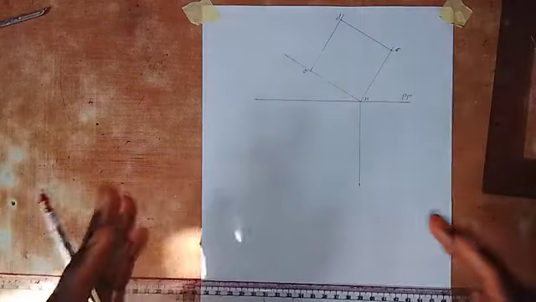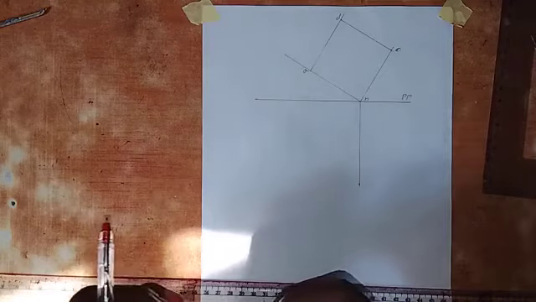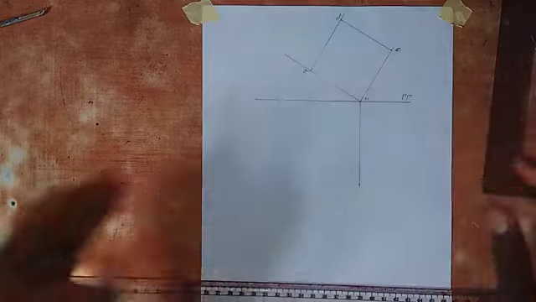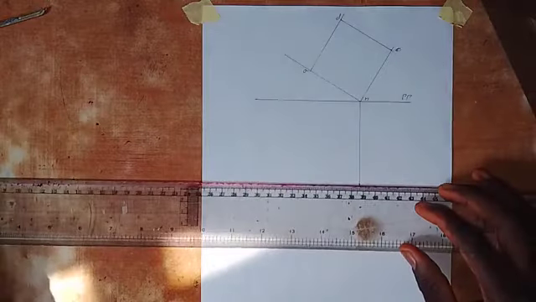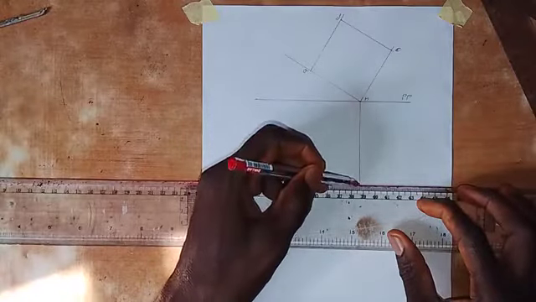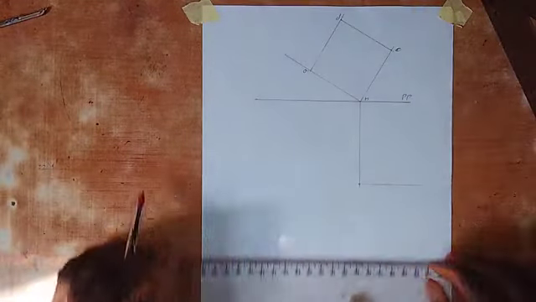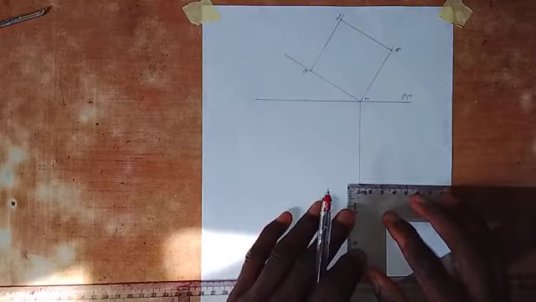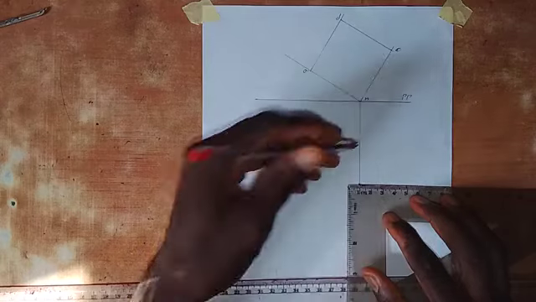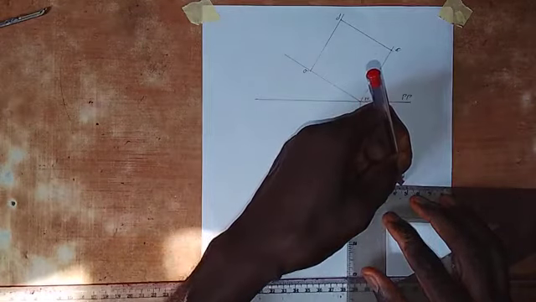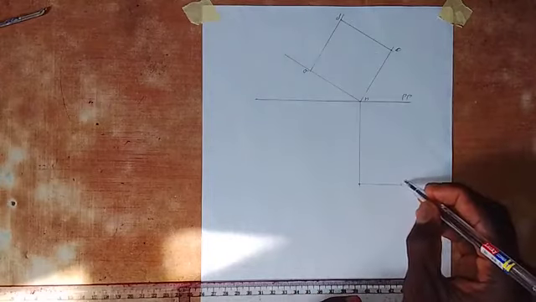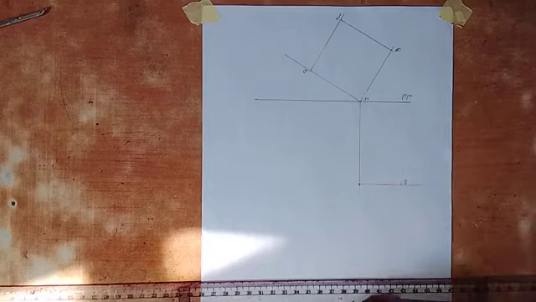And do not forget that the question also said that the station point lies 35 millimeters away from the central plane. So from this point here, we are going to draw a horizontal line towards this side. Okay, and then we take a measurement of 35 millimeters on this line. So this is 35 millimeters here. So here we have the station point. So this is the station point here as we have it.